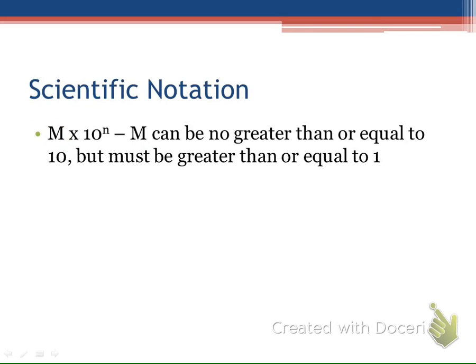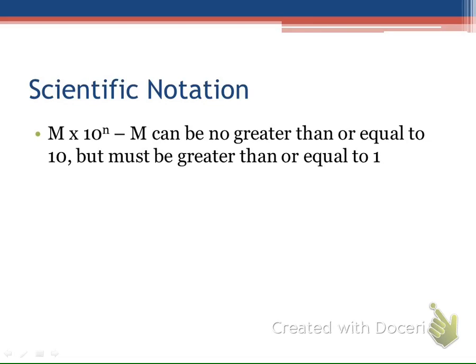Quickly about the purpose of scientific notation. Can anyone tell me why we bother using scientific notation? What does it give us? Yeah, Grant? For large numbers and really small numbers, it's a lot easier than writing the whole thing out. Exactly. Scientific notation gives us a way to express really, really large numbers and really, really small numbers.